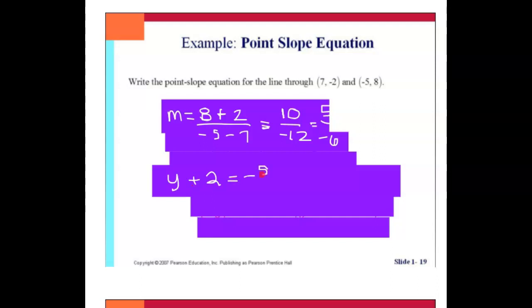My slope, x minus, and I have to use the same x value as the y value. So you could have y plus 2 equals negative 5/6 times x minus 7, or y minus 8 equals negative 5/6 times x plus 5. Okay, so those are both acceptable.